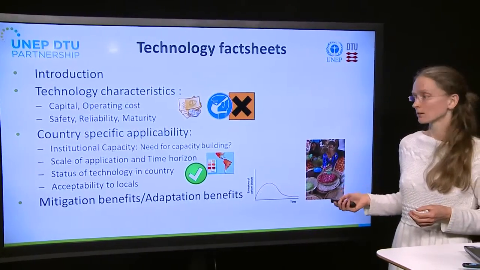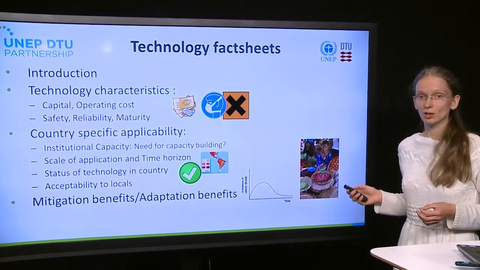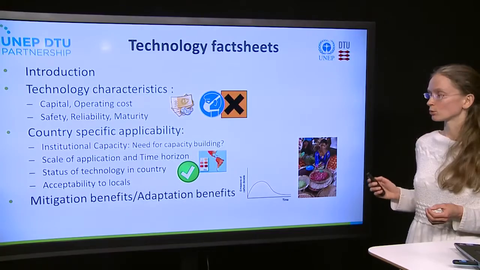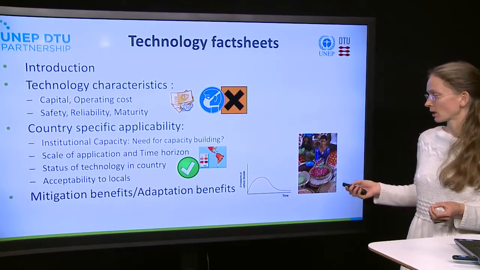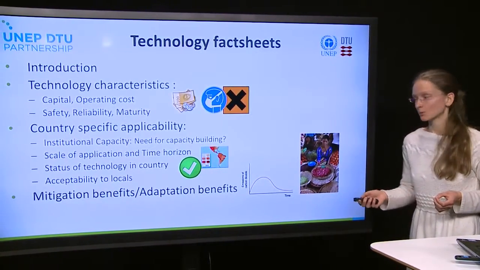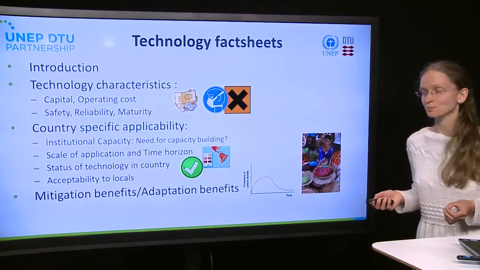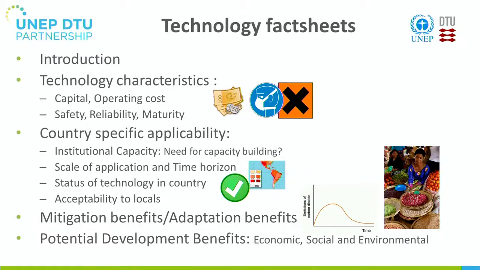Since for the TNA, the context normally involves climate change, it is also important to include mitigation or adaptation benefits, for example, carbon dioxide emissions or food security, and also potential development benefits of the technology. The technology fact sheets can contain fewer items or more items, but the important thing is that there is enough information to provide a meaningful background for discussion with stakeholders and that it is country-specific.